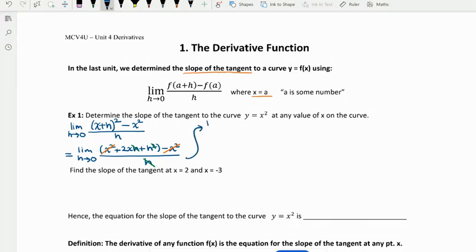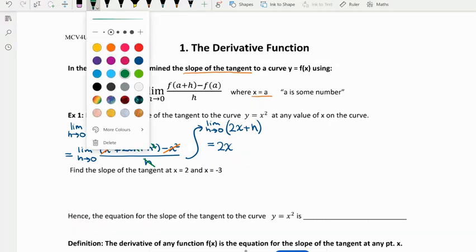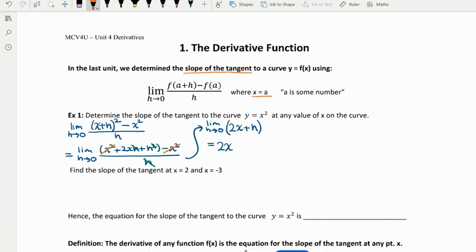Just speeding through a little bit just so that we can get to our general formula. So my h on the bottom is gone. 2x plus h is all I'm left with. And let me plug in 0. You have 2x. So my general formula for the slope of the tangent for any points on y equals x squared is 2x.